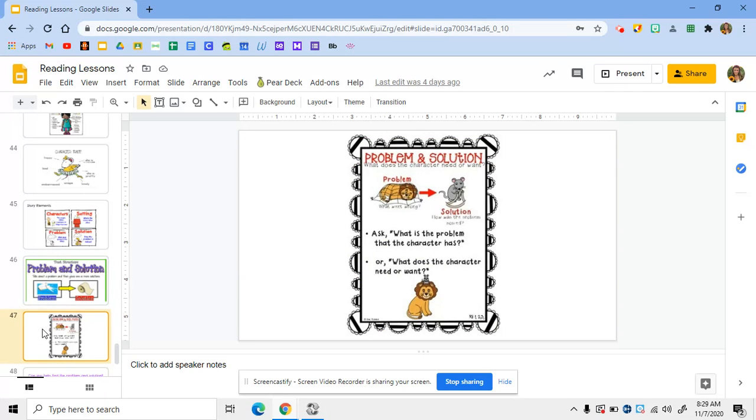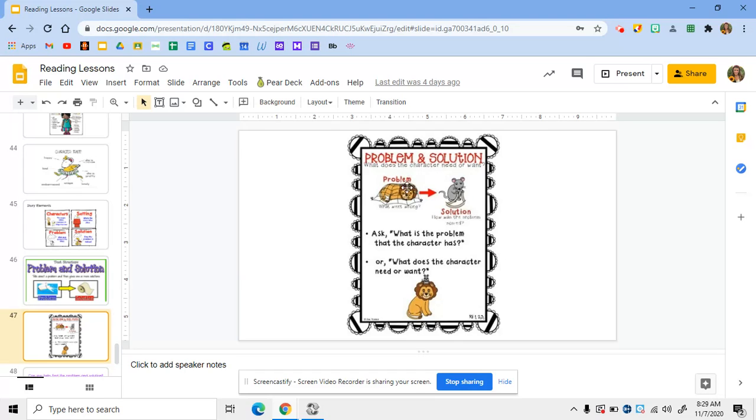When you're reading, you can think to yourself, what is the problem the character has? Or what do they need or want? So let's take a look at this picture. What do you think the problem is? And how do you think they solved it?